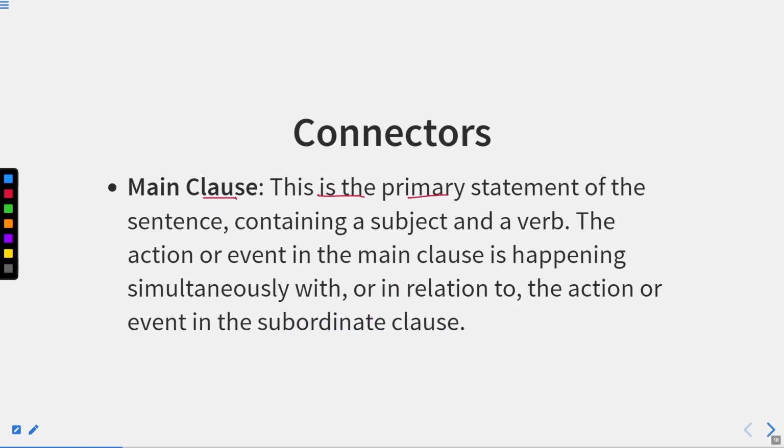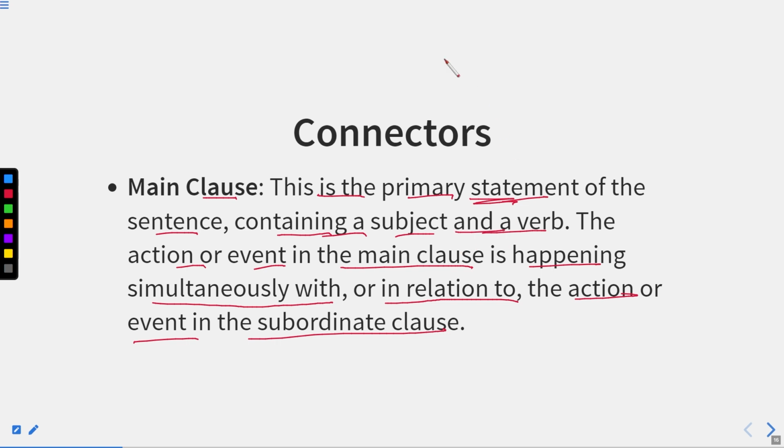Main clause: this is the primary statement of the sentence containing a subject and a verb. The action or event in the main clause is happening simultaneously with or in relation to the action or event in the subordinate clause. Now, what happens in the case of the main clause? The primary statement of the sentence, it means the key statement of the sentence, containing a subject and a verb. It means a sentence is like a structure in which we have first the subject and after that we have the verb.